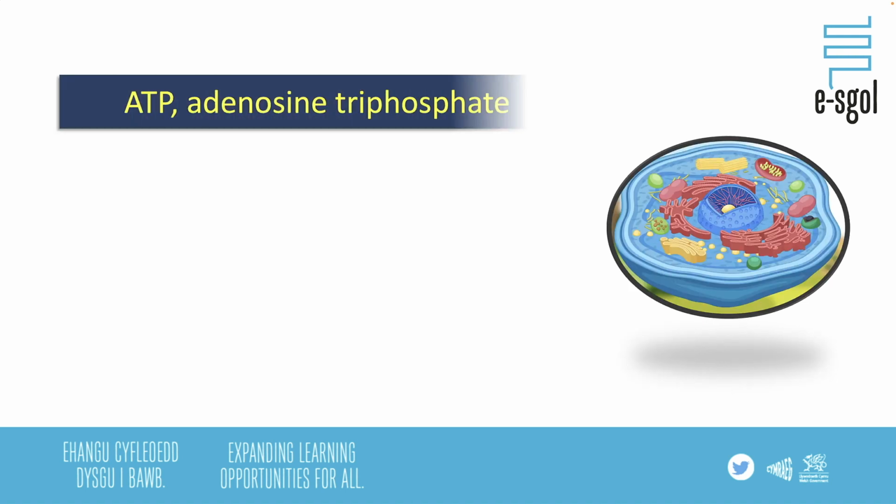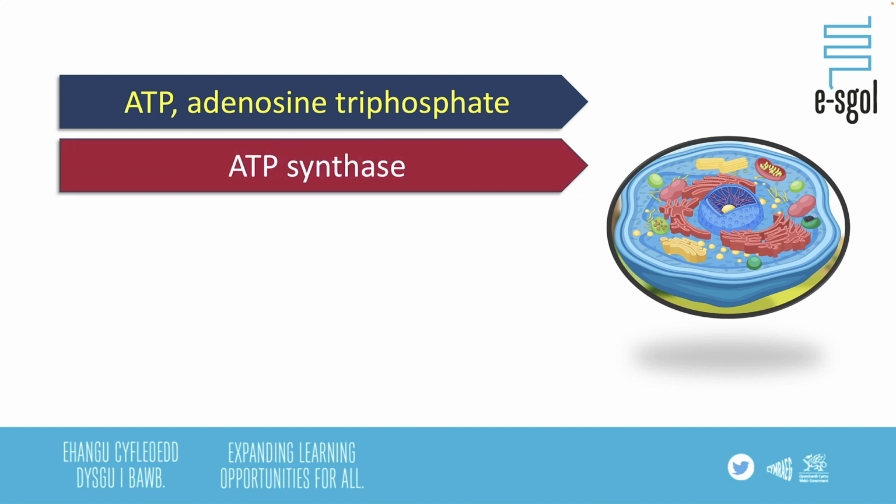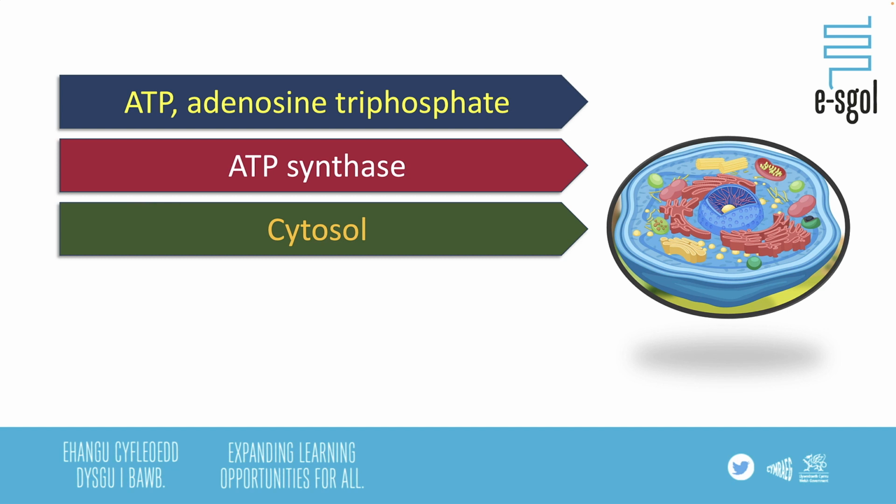Moving on to ATP or adenosine triphosphate. This is the energy storage and carrier molecule found in all living cells. ATP synthase is the enzyme found in cell membranes to phosphorylate ADP to form ATP as protons flow through it. Cytosol is the fluid part of the cell within the cytoplasm.